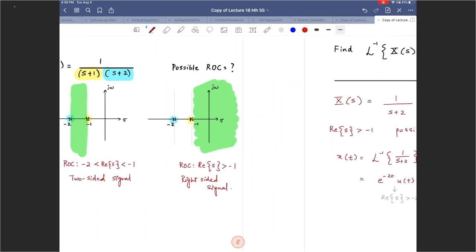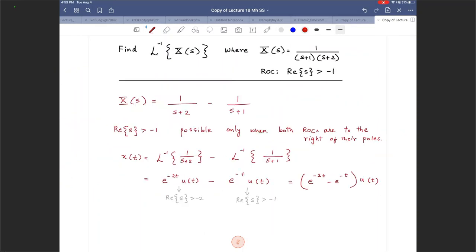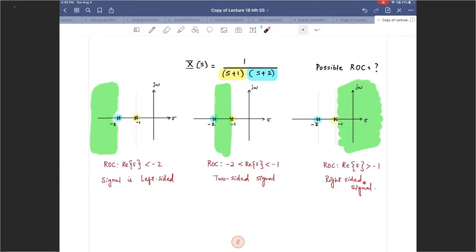All right, let's take a look at another example over here. We have an inverse Laplace transform to find. We are given X of s, which is exactly the same as before, 1 divided by (s plus 1) times (s plus 2). And the region of convergence, there were three possibilities. Over here, we have picked one: the real part of s greater than -1. So it is the rightmost one, and we know that the signal is going to be right-sided. We can actually use that in order to find the inverse Laplace.